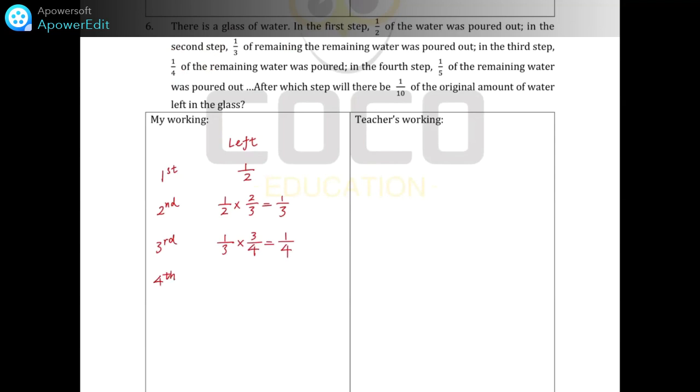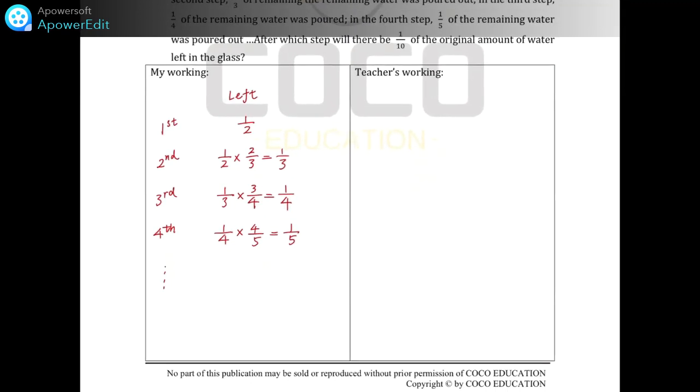So you should be able to see the pattern now. The next step will be 1/4 times 4/5. It's 1/5 of the total. So when there is 1/10 left, you compare the number. When this is 2, it's the first step. When this is 3, it's the second step. So when this is 10, 10 minus 1 is after step 9. So the answer is 9.